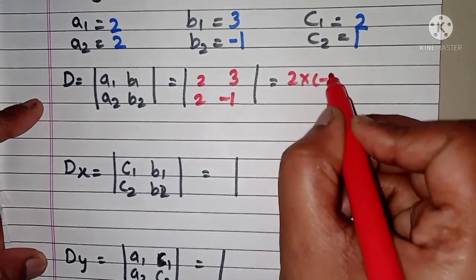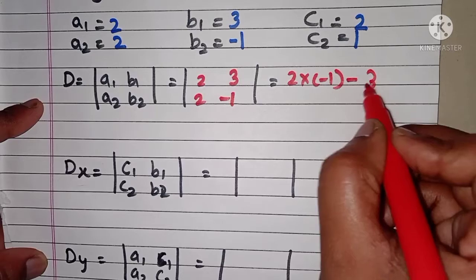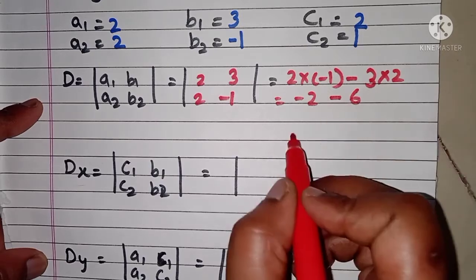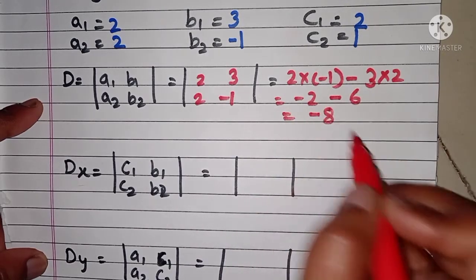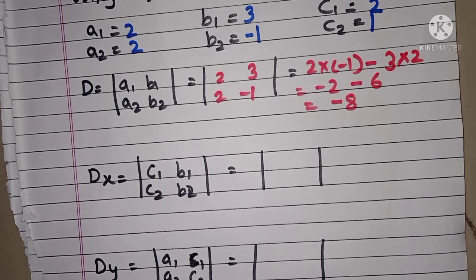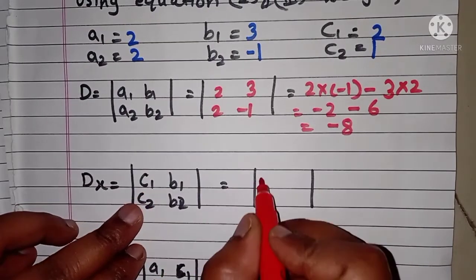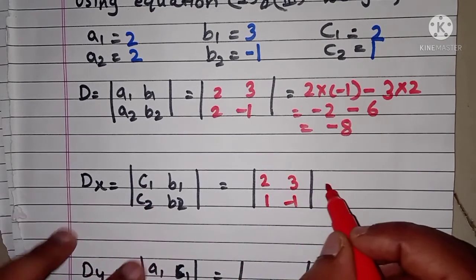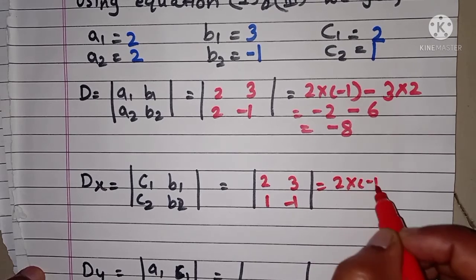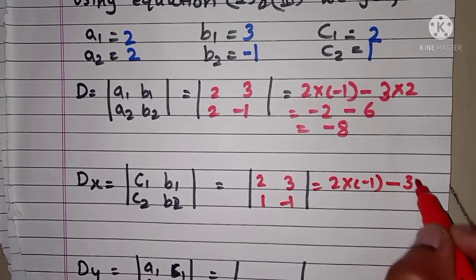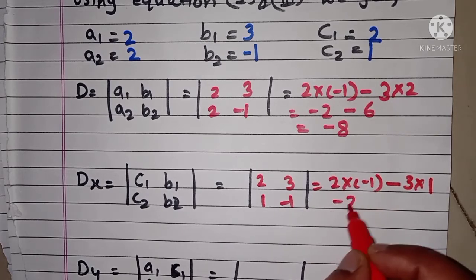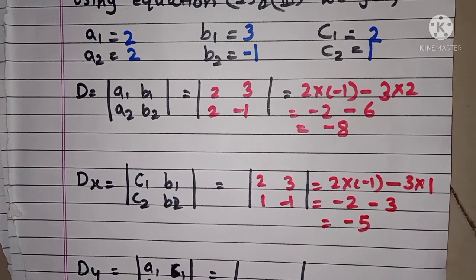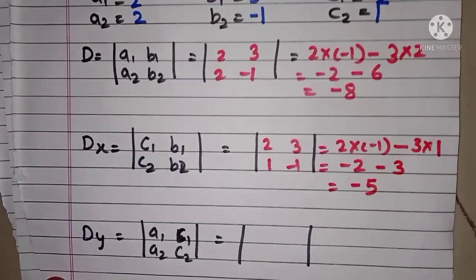2 into minus 1, minus 3 into 2. 2 ones are 2, 6, minus minus will become plus. Dx we will find out. What is your dx? C1, C2, that is 2, 1, and your B1, B2 is 3, minus 1. 2 into minus 1, minus 3 into 1. 2 ones are 2, minus 2, and the minus 3, it will become minus 5. Now we will find dy.